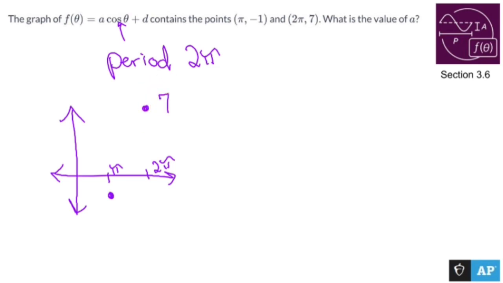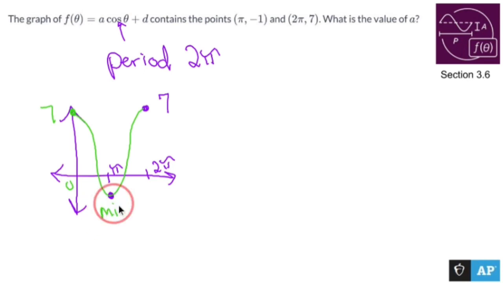Now, the thing is, if the period is 2 pi, then this thing completes a full revolution here at 7 again. Not that I need to know that, but if the period is 2 pi, that means this guy starts at 7. So this guy, oh boy, is at half of its revolution.